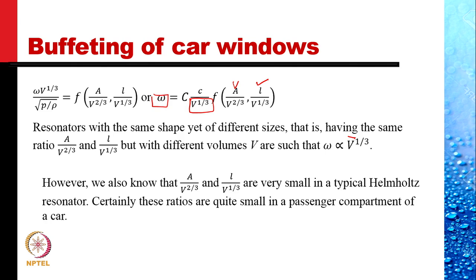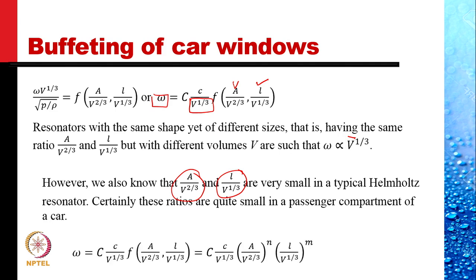However, we also know that the values of A divided by V raised to power 2/3 and L divided by V raised to power 1/3 are very small for a typical Helmholtz resonator, and definitely for the passenger compartment of a car. The area of the window and the thickness of the window opening are much smaller than the volume of the car raised to power 2/3 or 1/3. So these two parameters tend to be very small. And so we can write omega in this form according to the discussion that we had previously.